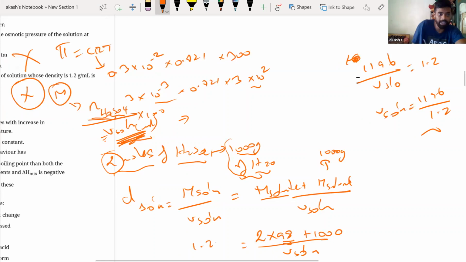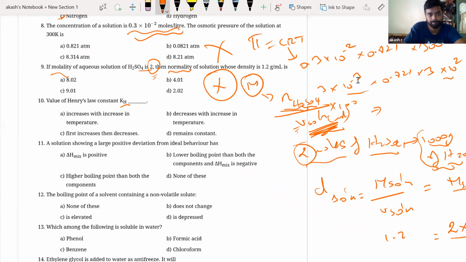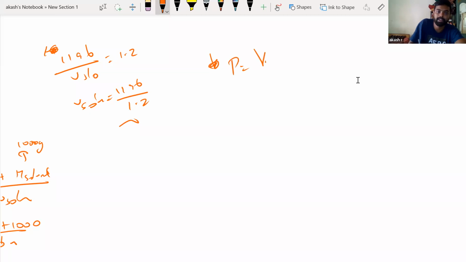Right. Value of Henry's law constant increases with increasing temperature. Now what we have to understand is, Henry's law constant is definitely dependent on temperature, isn't it? It is not going to remain constant. Okay, so how do we look into this? Look at the Henry's law equation. P is equal to KH into X. All right, now assume that the pressure is constant.